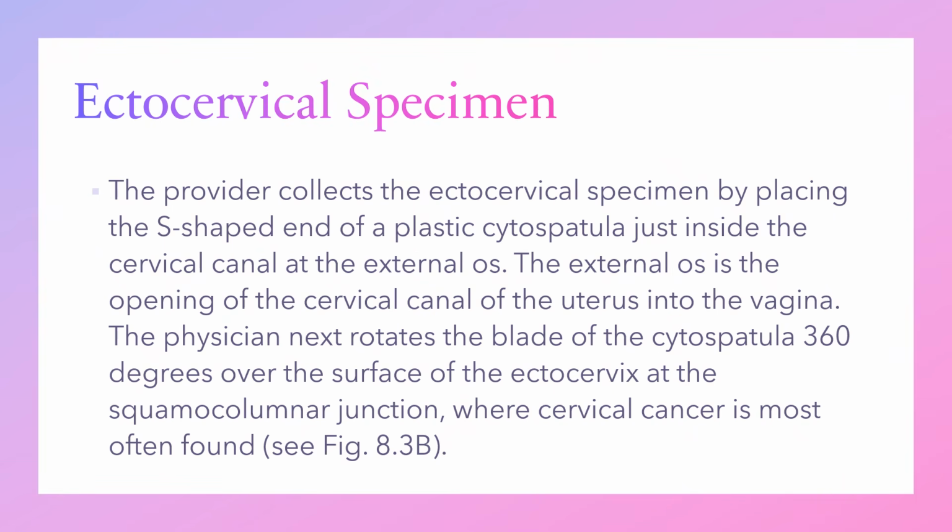For an ectocervical specimen, the provider collects this by placing the S-shaped end of a plastic cytospatula just inside the cervical canal at the external OS. This is the opening of the cervical canal of the uterus into the vagina. The physician next rotates the blade of the cytospatula 360 degrees over the surface of the ectocervix at the squamo-columnar junction where cervical cancer is most often found.